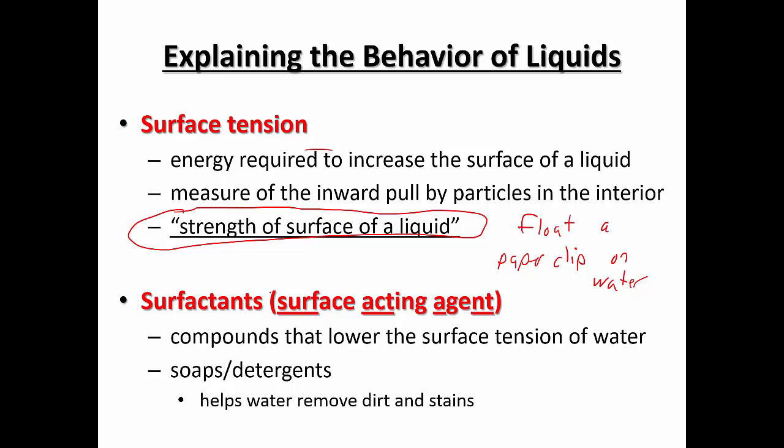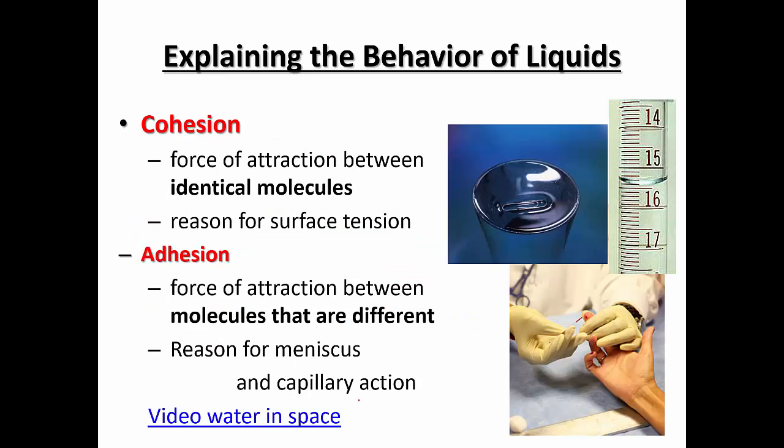Surfactants are known as surface acting agents. That's where the name surfactant comes from; it's basically the fancy name for a soap or detergent. It helps lower the surface tension of the water, making it easier to remove dirt and stains by breaking that surface tension down. Now look at cohesion: the force of attraction between identical molecules, the reason for surface tension. So we're able to get that strength of the water wanting to hold itself together, causing that paperclip to float on top.